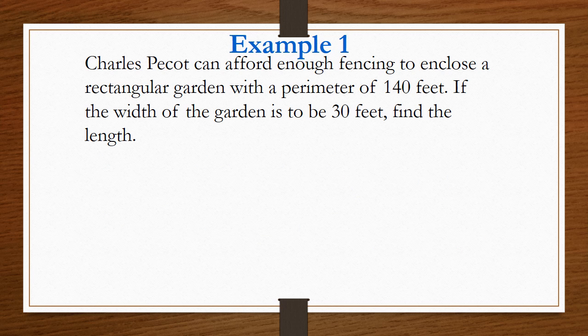Charles P. can afford enough fencing to enclose a rectangular garden with a perimeter of 140 feet. If the width of the garden is to be 30 feet, find the length. So what did I tell you? Anytime we talk about an object, what should I do? Draw that object, right? So go ahead and draw a rectangle.